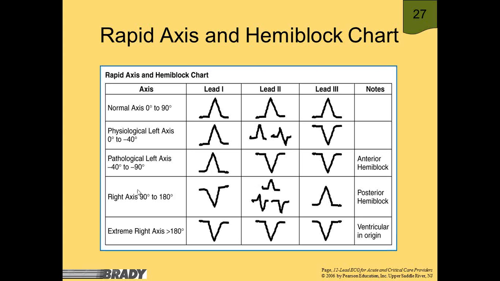Then looking at the positive numbers, because this is right deviation, 90 to 180, we're going to see a downward deflection in lead 1, because remember, that's your left side. So we're going to see negative there because it's headed to the right. We'll see a positive or a negative, it could be anything, in lead 2, and then a positive deflection in lead 3. That is your posterior hemiblock. Okay, it's blocked in the back, so it's coming around to the right side.